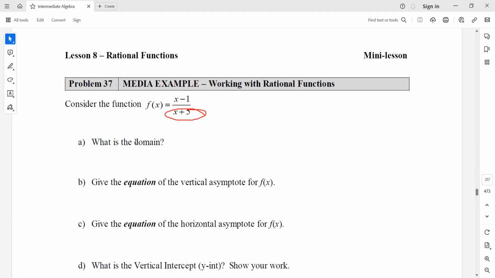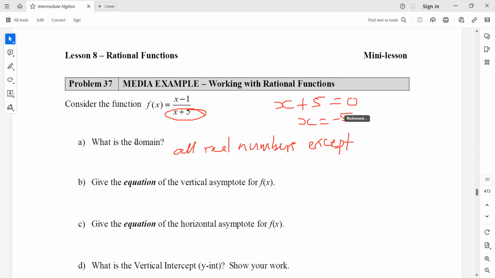So x is going to be all real. The domain is going to be all real numbers except, so you solve x plus 5, the denominator, equals 0. So x equals negative 5, except x equals negative 5. Now, what is the equation of the vertical asymptote? It is going to be x equals negative 5.